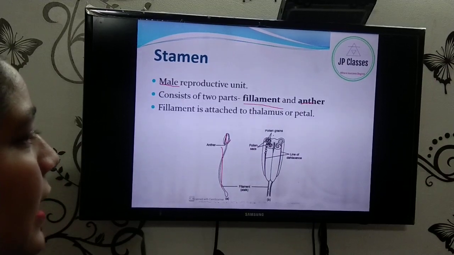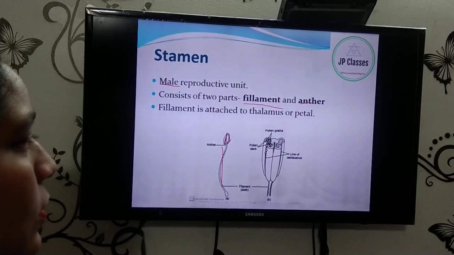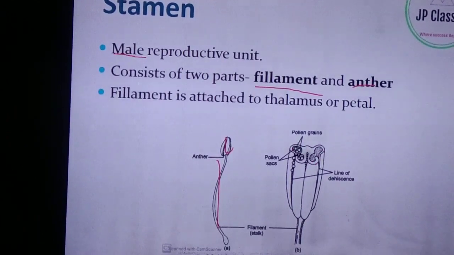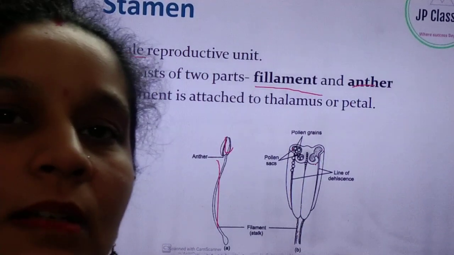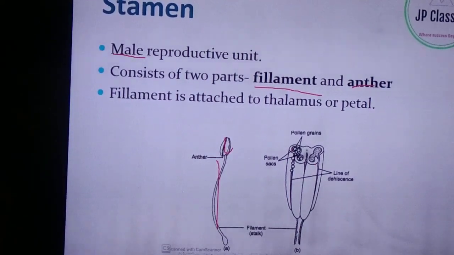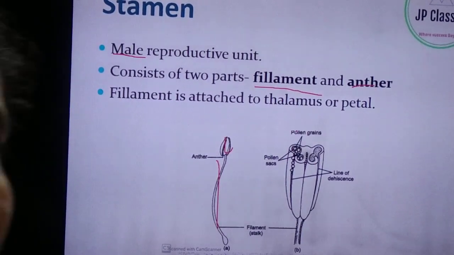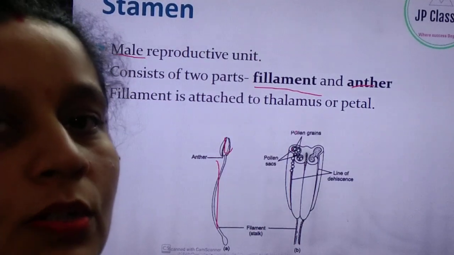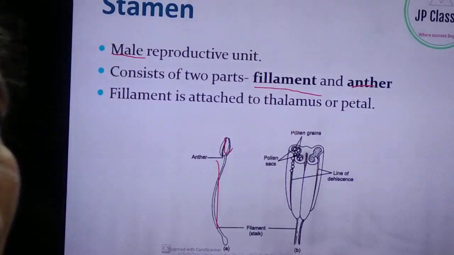So you can see that these two lobes are comprising of pollen sacs. Each lobe is containing two pollen sacs. So we can say the anther is comprising of a total of 4 pollen sacs, and pollen sacs are comprising of hundreds or thousands of pollen grains, which consist of 2 male gametes. Now moving to the next slide.